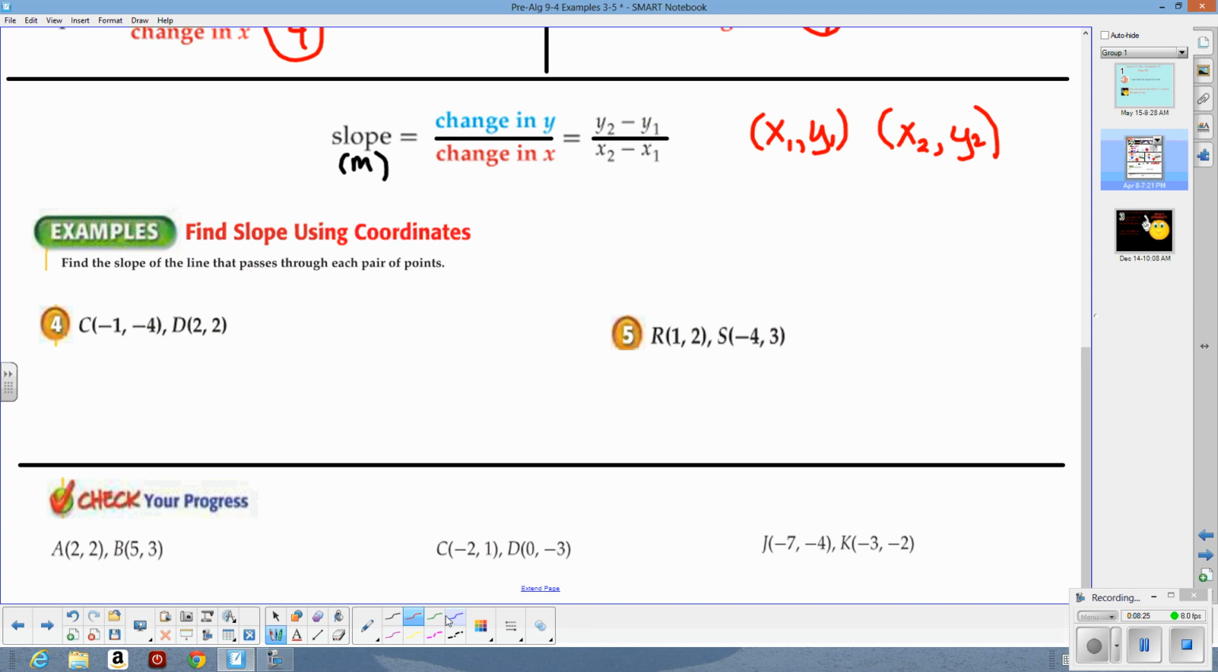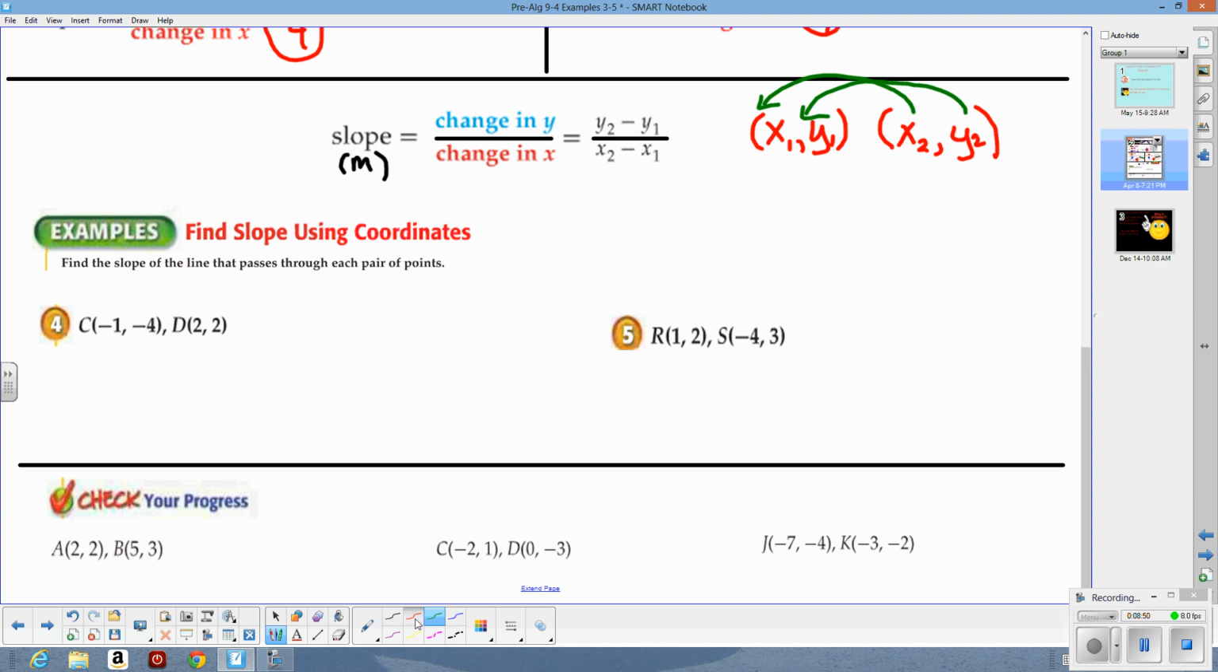You can find the slope by finding the change in the y's, or y2 minus y1, this minus this, over x2 minus x1. And it really doesn't matter which one you call your first point and which one you call your second point, as long as you compare them in the same order. If you start with this one, you have to start with this one for the x's as well.